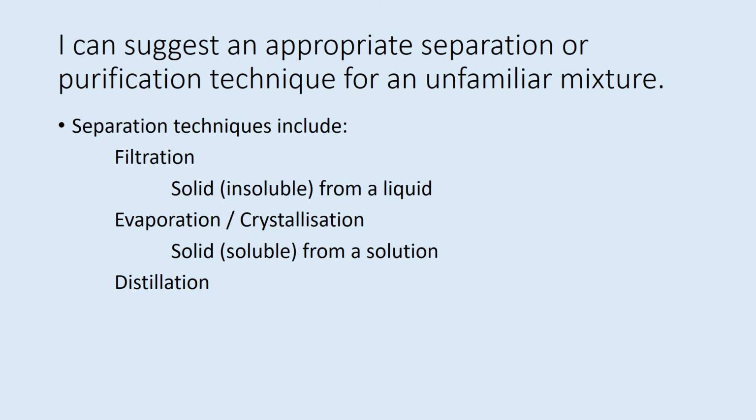And finally, distillation. This is the one where you separate a liquid from a mixture of liquids. And basically the reason it works is because the different liquids in that mixture will have different boiling points. So if you slowly heat up your mixture, then the one with the lowest boiling point will evaporate off first, and then you can recondense that, and that is how you separate using distillation.